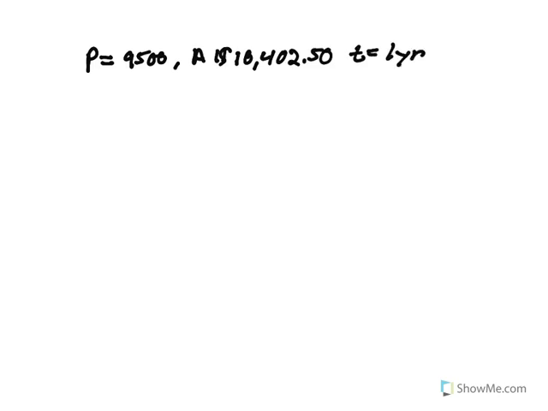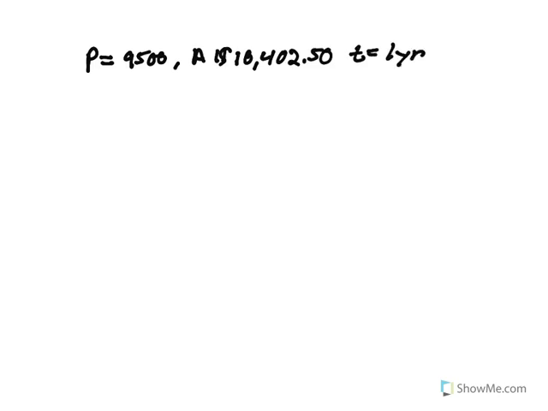Make sure that's the next slide. Okay, so the principal borrowed and the loan's future value, which is A, at time t is going to be given. So principal is going to be 9,500, future value is $10,402.50, and t is going to be 1 year.